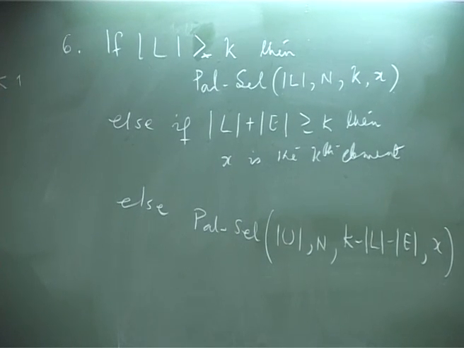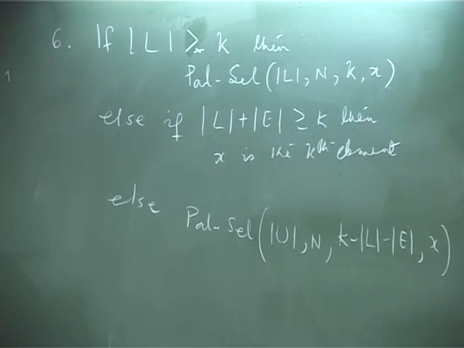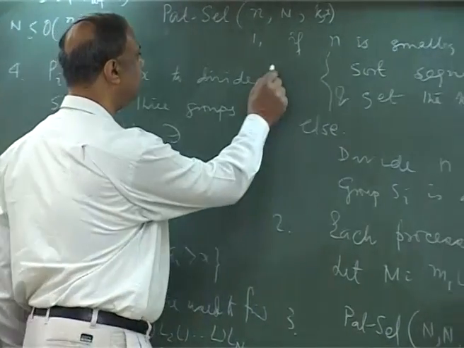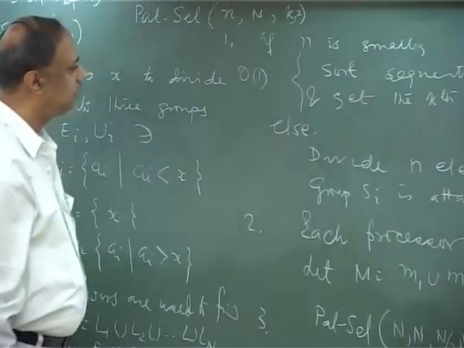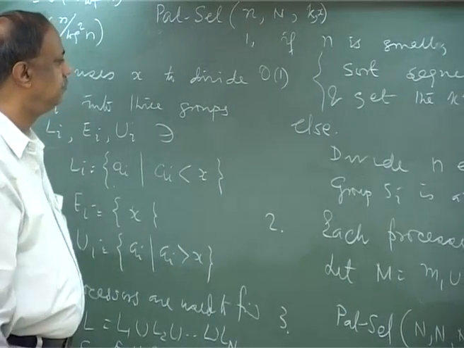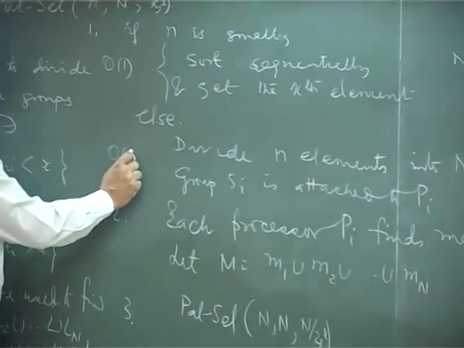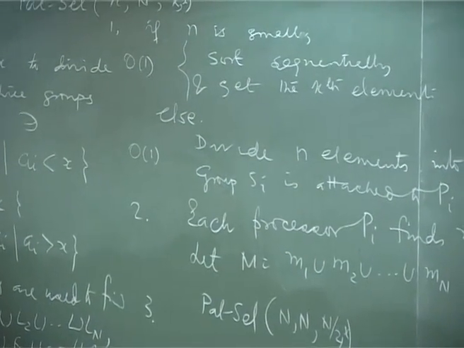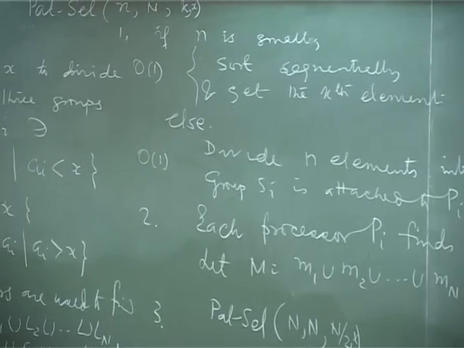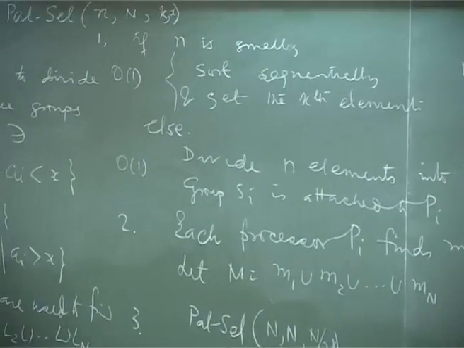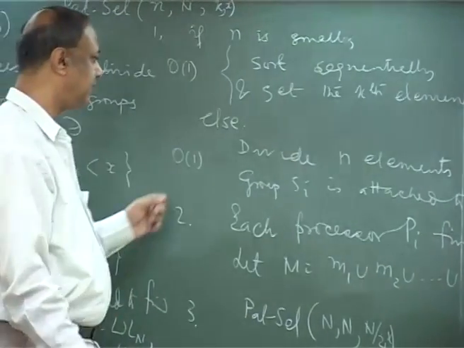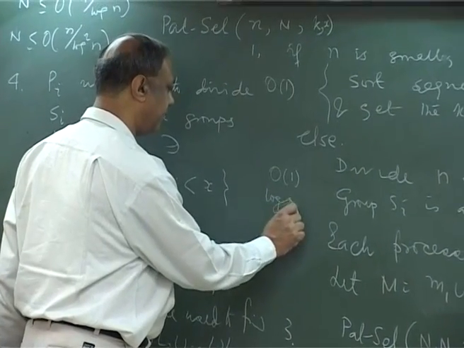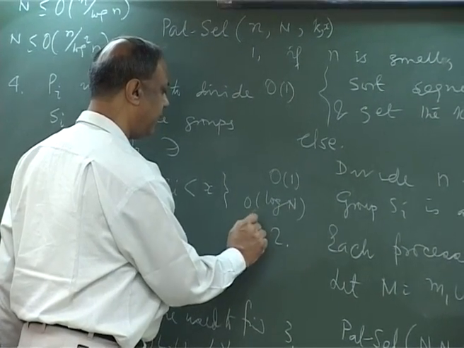So in order to find out the time complexity, this takes constant time. This is also constant time. In the case of the CREW model, and in the case of the EREW model, you have to broadcast. So in the case of the EREW model, it will come order log n time. This is for the EREW model.